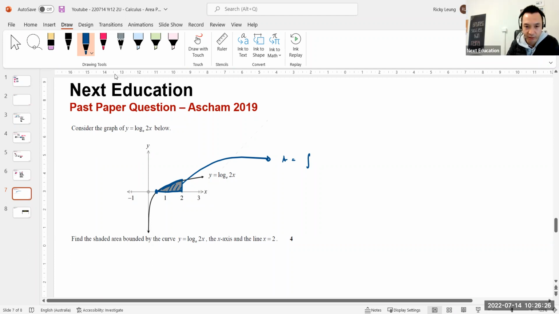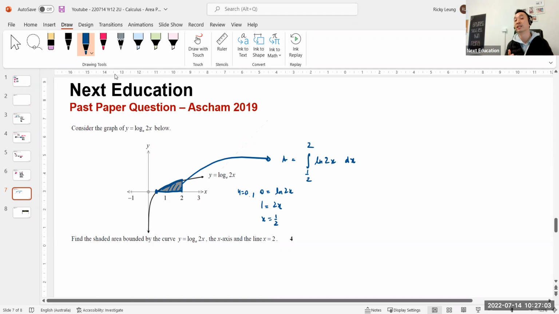I don't actually know what that is. I think it might be a half, but let's have a look. When y equals 0, 0 equals ln 2x, the exponential of that becomes 2x, and then x equals a half. So between a half and 2 of ln, I'm just going to replace log e with ln, 2x dx. Looks innocent, but then you go, wait a second, you can't integrate ln 2x.